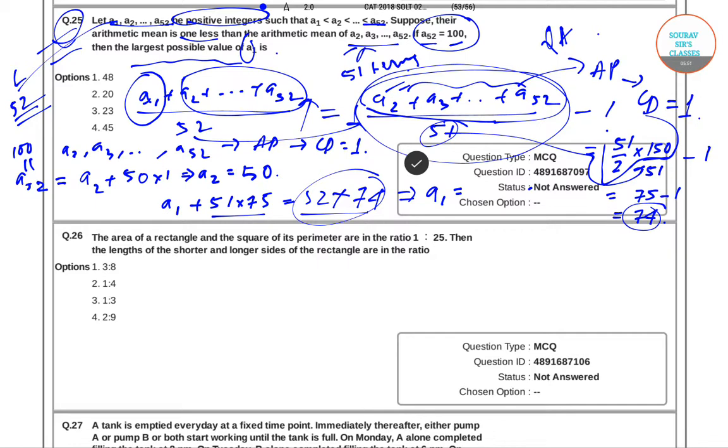52 into 74 is equal to 3848, and the other structure is equal to 3825. So that implies that a1 is equal to 23, which, as you can see, is given in option 3. Option 3 over here is the correct option.